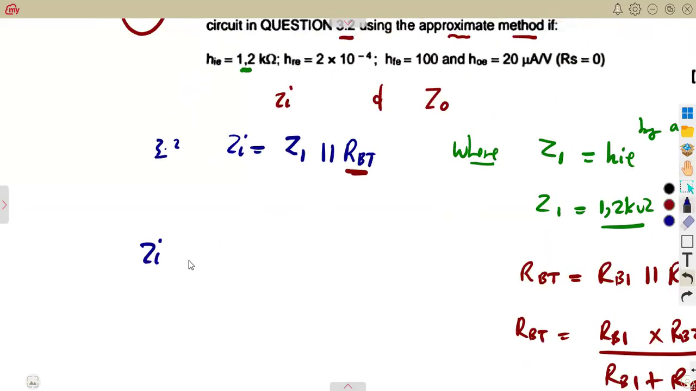So the Zi now, we approximated that Z1 is equal to HI. So then we need the product over sum again.